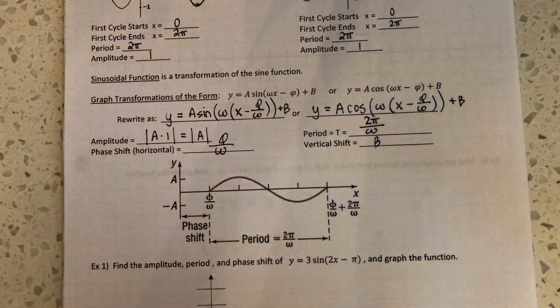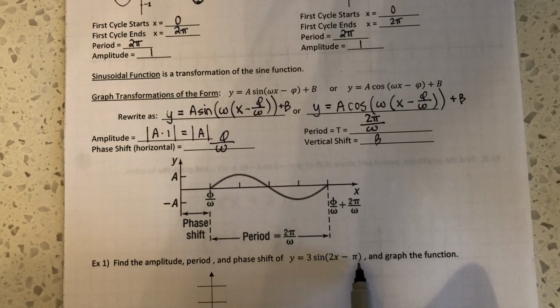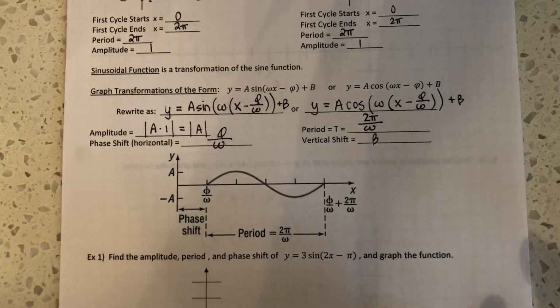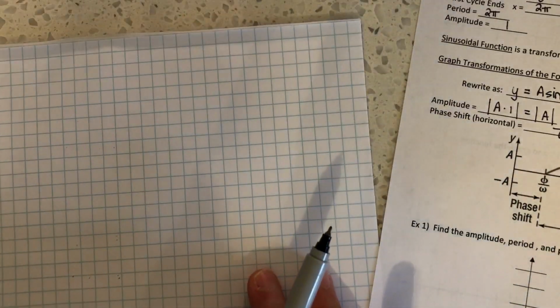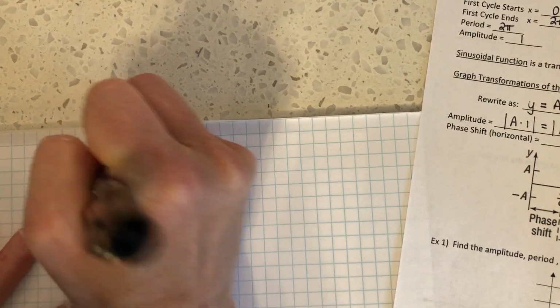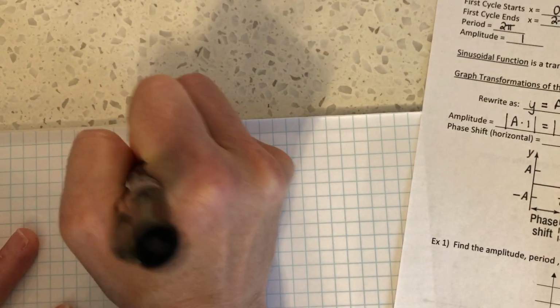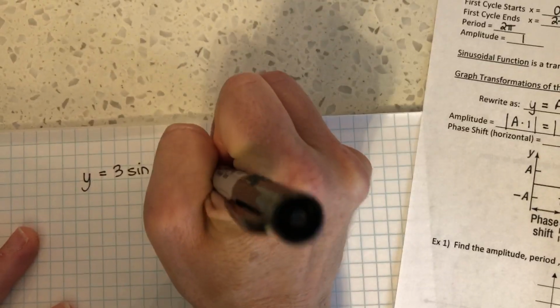All right, so it says, find the amplitude, the period, and the phase shift of y equals 3 times the sine of 2x minus pi, and then graph the function. All right, well, the first thing we need to do is, I'm going to get a piece of paper because I'm going to need a lot of room for this. Let me rewrite it. It's going to be y equals 3 times the sine of 2x minus pi, right?